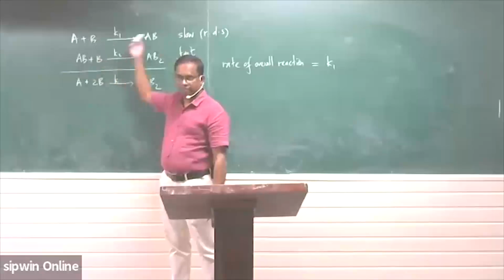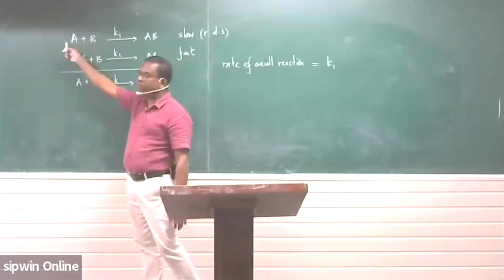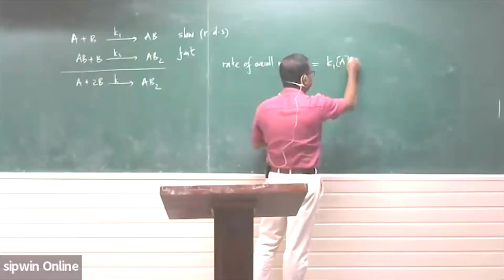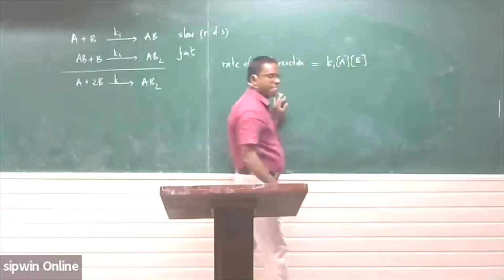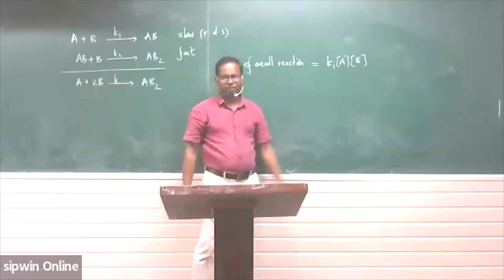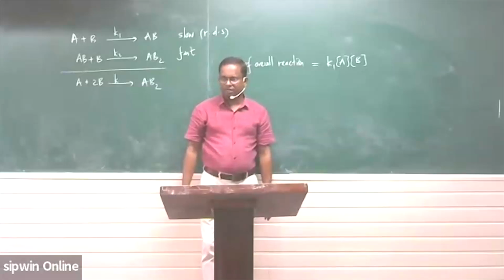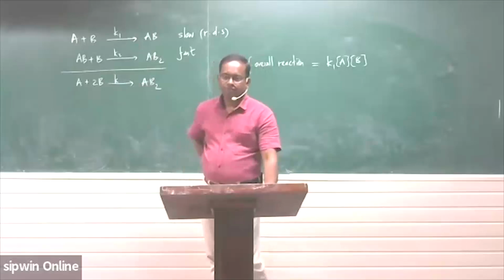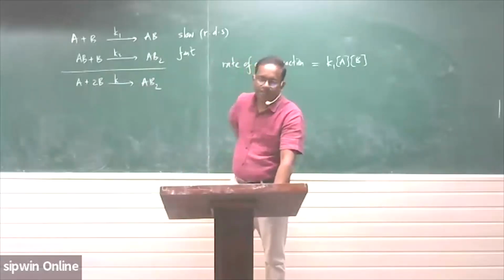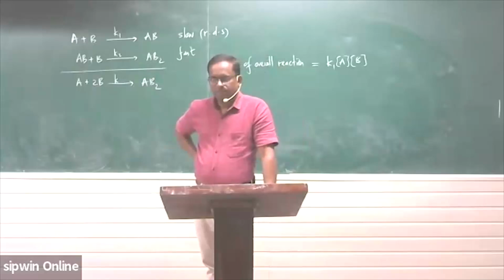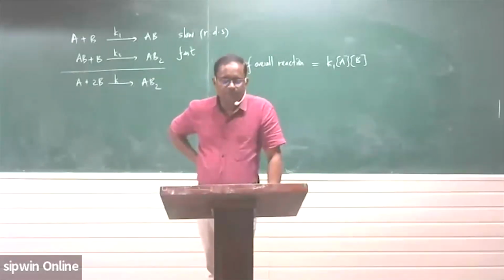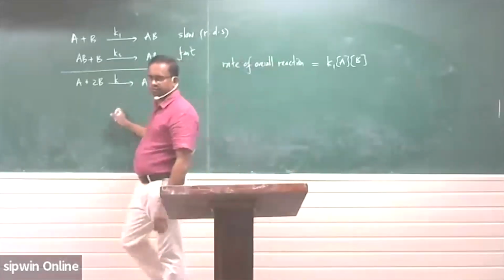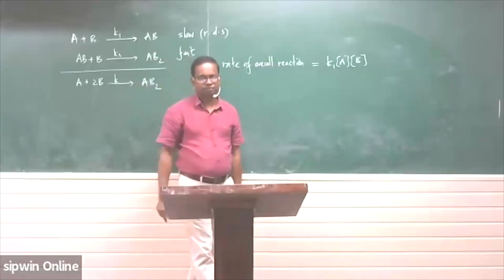This is an elementary step, so the coefficients here can be taken as orders. Rate equals K1 [A][B]. For the overall reaction, we can write the rate law using the rate determining step. In a multi-step reaction, using the rate determining step we can write the rate law for the overall reaction. Right?